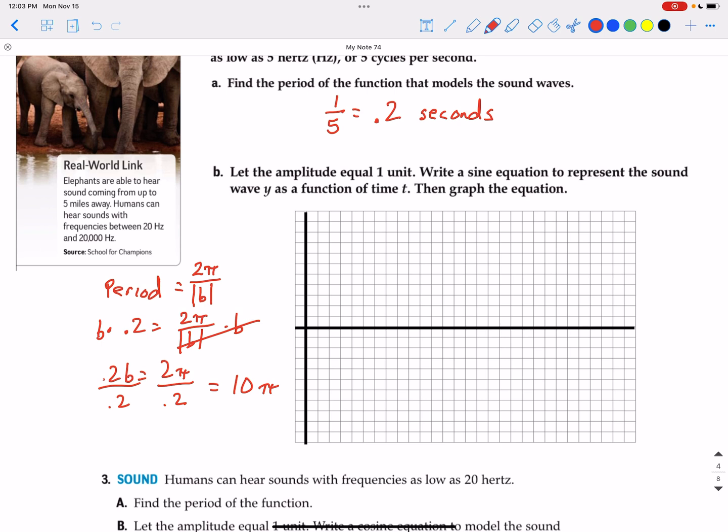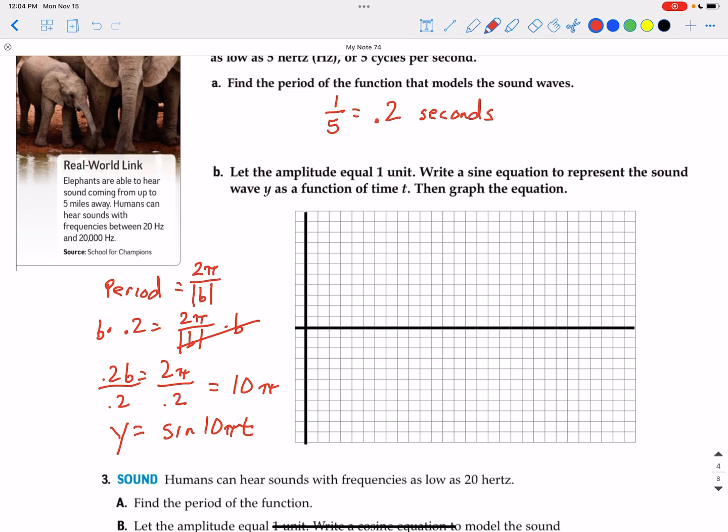So remember, the sine function is y equals a sine of b theta. If the amplitude is 1, then our function is going to be y equals 1 sine, and our b value is 10 pi. So it would be sine of 10 pi. And we are doing this in terms of time, so 10 pi t, instead of 10 pi theta, because we're doing this in terms of time. So there's our equation. And then we've got to try to graph this.